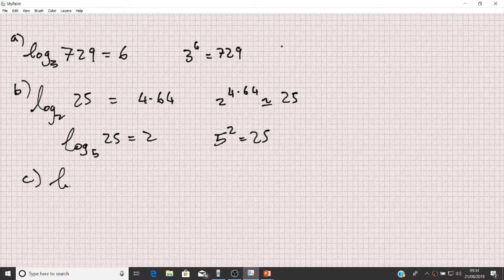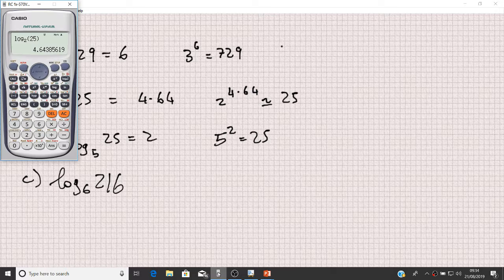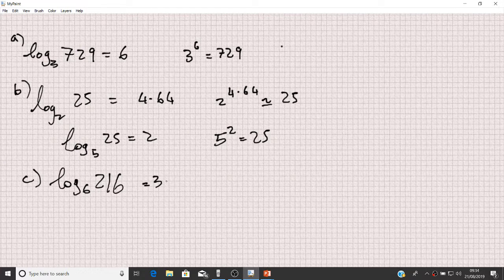C was log base 6 of 216. Log base 6 of 216 is 3. So we could say 6 to the power of 3 must equal 216.